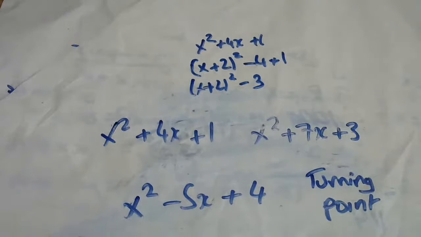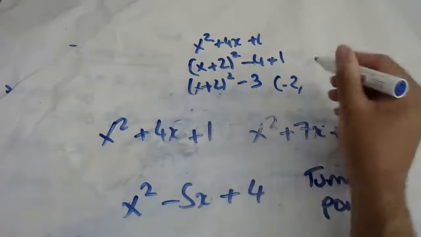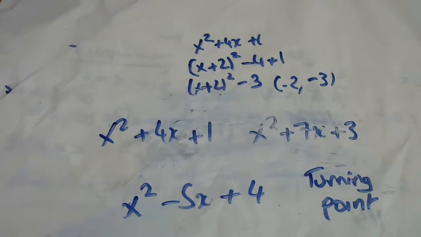And the way you do it is, to get the X coordinate, you just do the opposite of what's in the bracket. So that's going to be a minus 2 and there minus 3. So for the X coordinate, you just take the opposite sign of what's in the bracket. For the Y coordinate, you just take the number on the outside. All right? So that's how that's done. It's not hard at all. Complete the square, take the opposite of what's in the bracket.